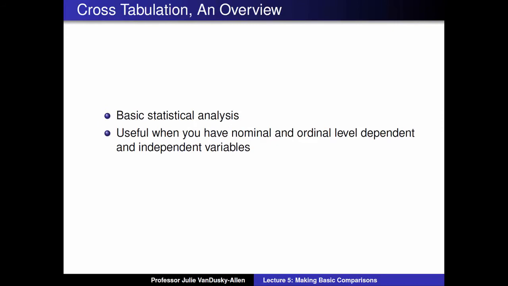A cross tabulation table allows you to use simple tables to analyze the statistical relationship between two variables. It is most useful when you have nominal and ordinal level dependent and independent variables. Recall that both nominal and ordinal level variables separate observations in your dataset into different categories.